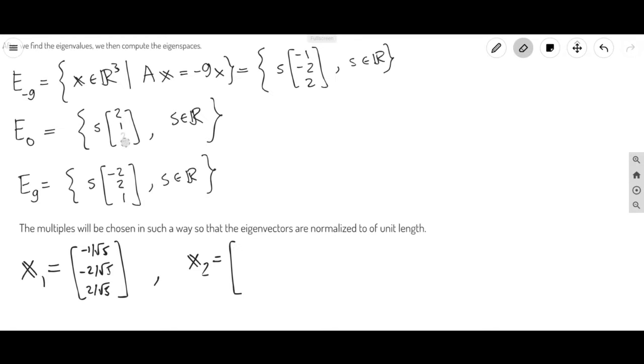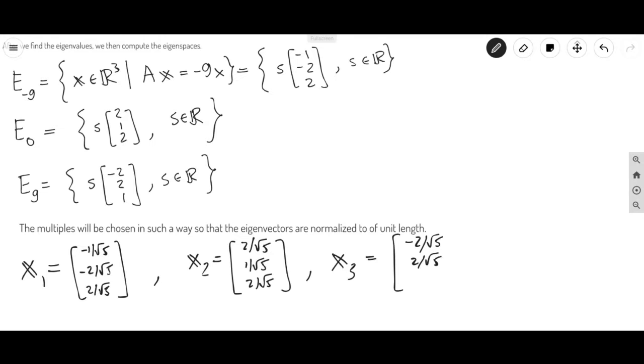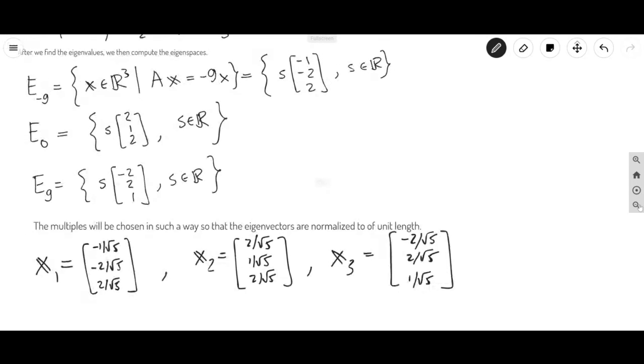So you can do the same thing. It's going to be the square root of 5. So you would write 2 over the square root of 5, 1 over the square root of 5, and then 2 over the square root of 5. And then x3 would be -2 over the square root of 5, 2 over the square root of 5, 1 over the square root of 5, like that. Okay, so you would write it like this.